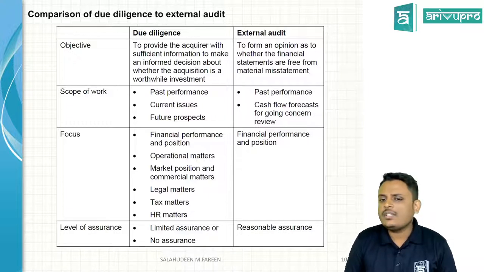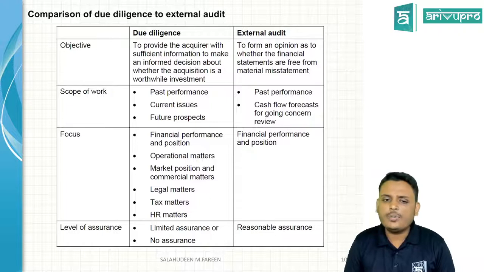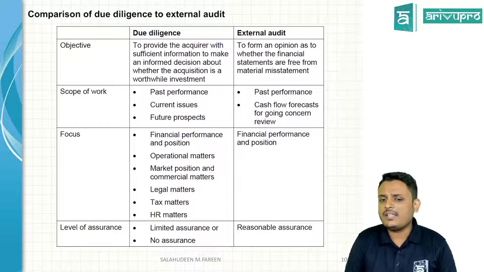Actually, the scope of work: if I take external audit, there is cash flow forecast and going concern review at the final stage, and past performance and historical financial information. But here, past, current issues and future prospects all need to be considered as scope. External audit focused on the financial aspect, but here we focus on finance, operations, marketing, legal, tax, HR, all the dimensions, to understand that particular client and reduce the investment risk.